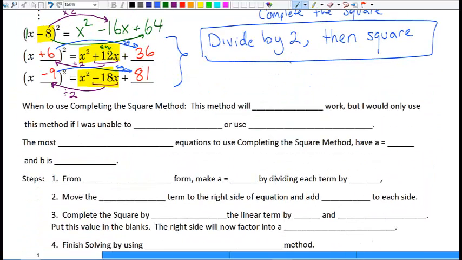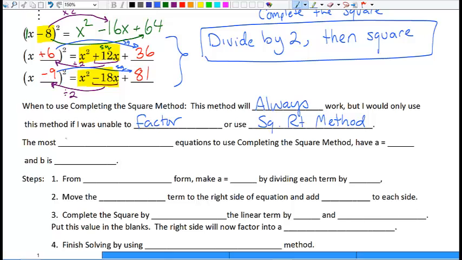Now we need to talk about when to use the completing the square method. This method will always work, but sometimes it gets a little bit tedious. So I would probably only use this method if I was unable to factor or use the square root method. If I can do one of those 2 methods, those are faster, quicker and easier, and I would want to use that before I use completing the square.